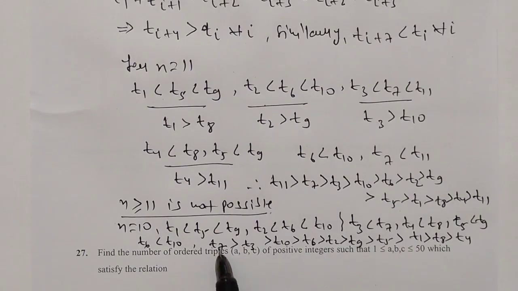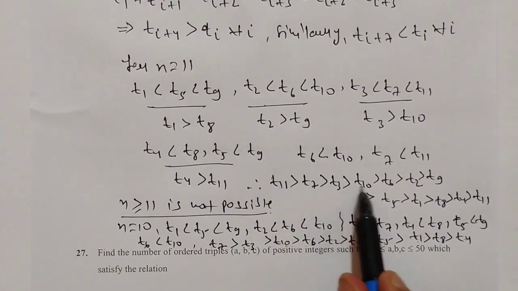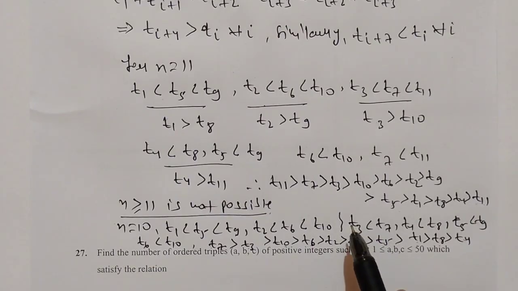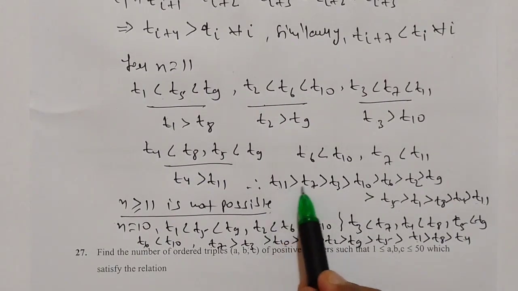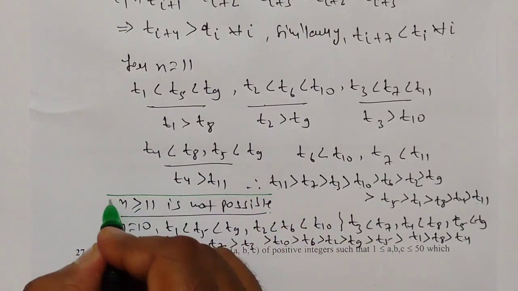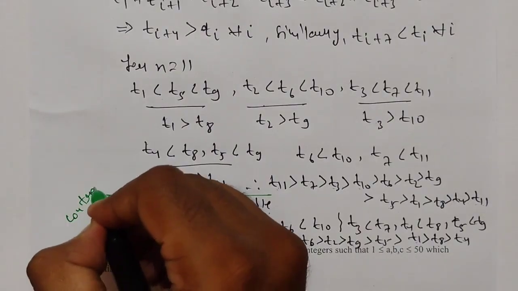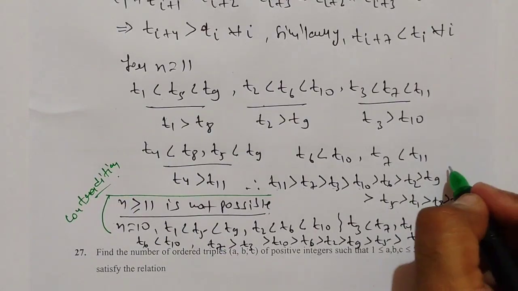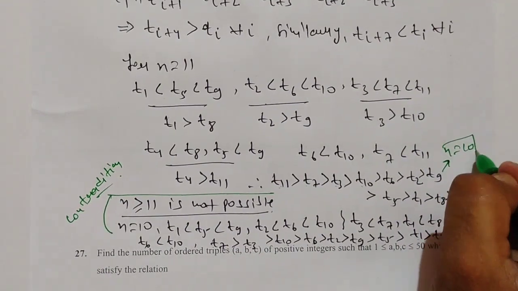We can see here 1 2 3 4 5 6 7 8 9 10, and this is 1 2 3 4 5 6 7 8 9 10 11 and 12. So we have n equal to 10 is the largest possible sequence. In total we have 1 2 3 4 5 6 7 8 9 10 11 12, and also this is the contradiction. So we have the largest sequence for n equal to 10.